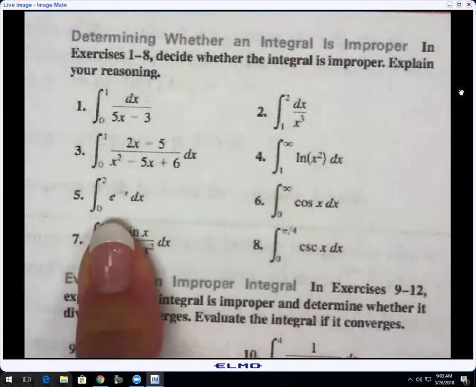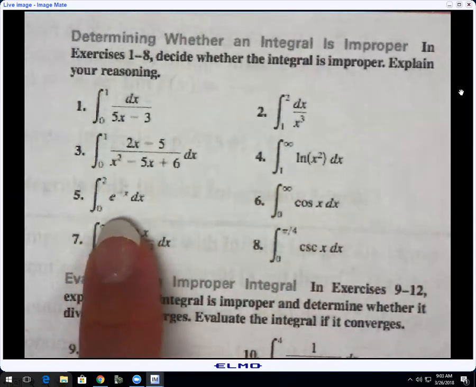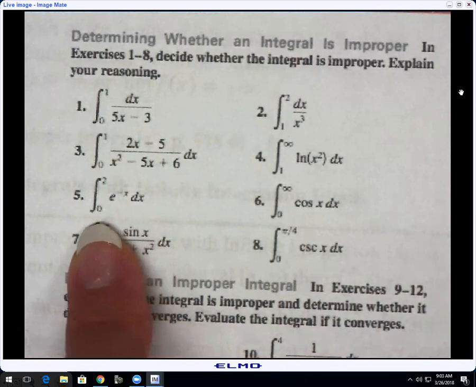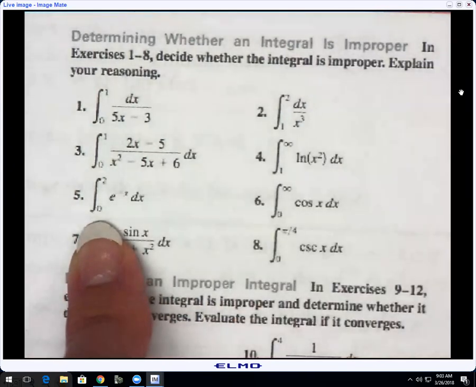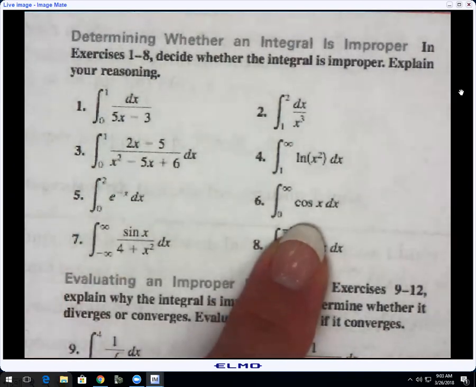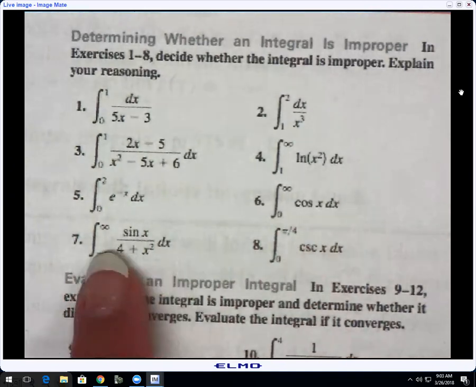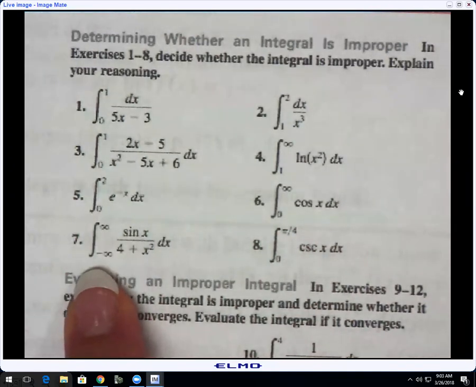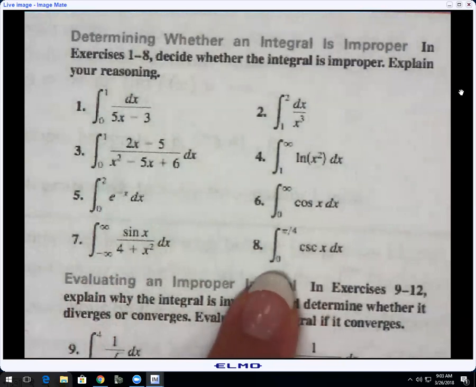What about 5? Proper or improper? The exponential function doesn't have vertical asymptotes. It has a horizontal asymptote. The logarithmic function has vertical asymptotes. And the fact that neither of those limits is infinity or negative infinity means that's a proper integral. What about number 6? 6 and 7, easy because one or both of the limits is infinity. And then what about number 8?